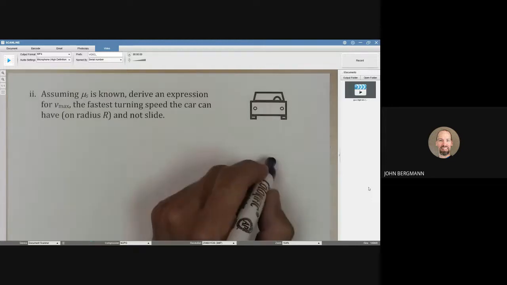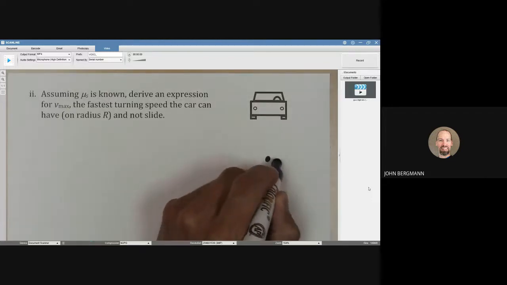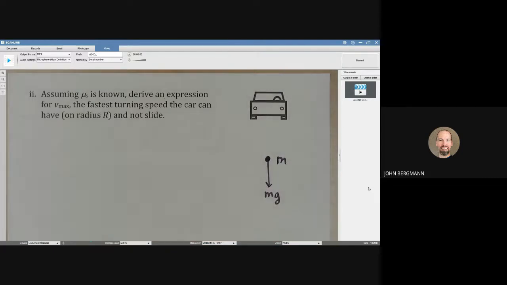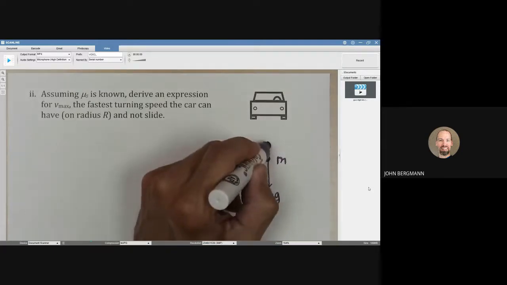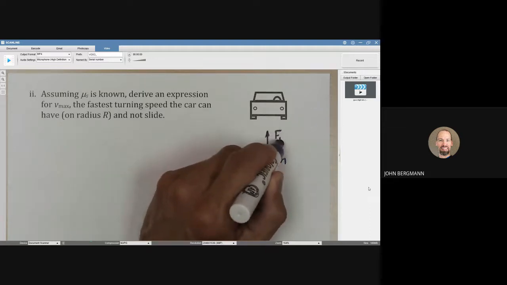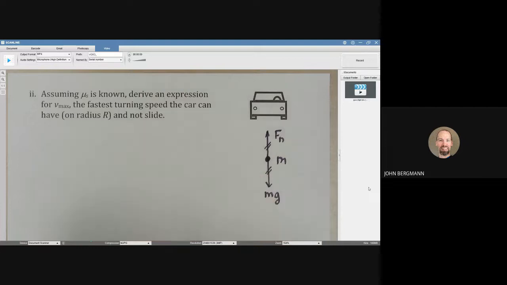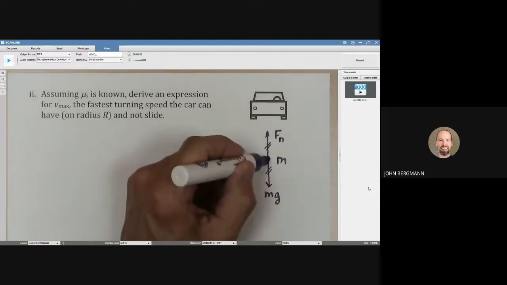So let's draw a free body diagram here. There's the mass of the car. Gravity pulls downward. Then we have a normal force that acts upward. And isn't it true, we don't always do this, but I'm going to here, those two are numerically equal, aren't they? And then there is a static friction force.